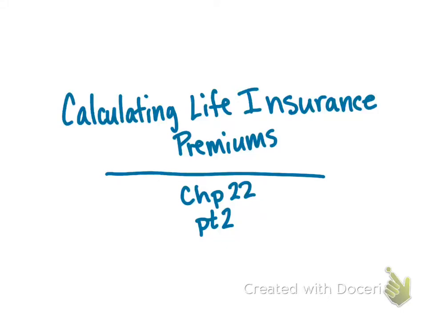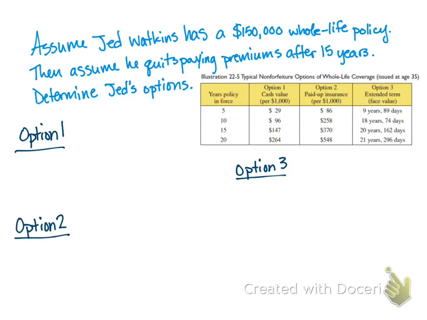This is part 2 of calculating life insurance premiums for Chapter 22. Assume Jed Watkins has a $150,000 whole life policy, then assume he quits paying premiums after 15 years. Determine his options. So in our book, we have 3 options.